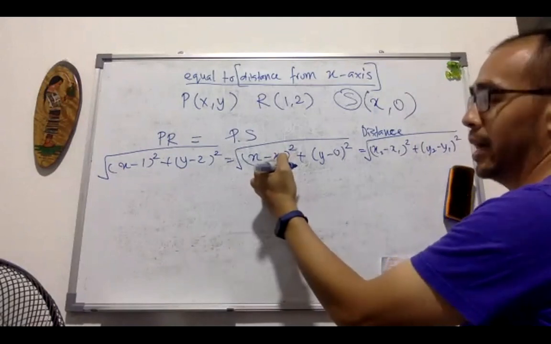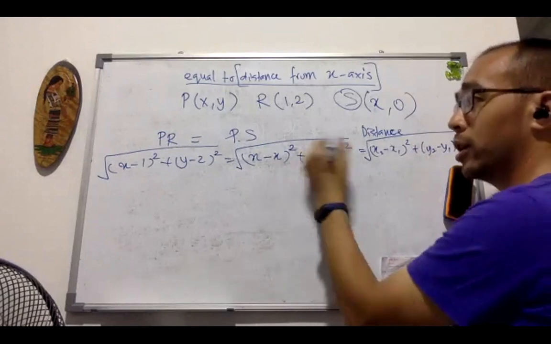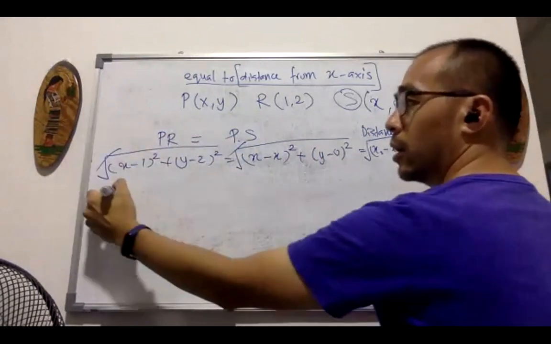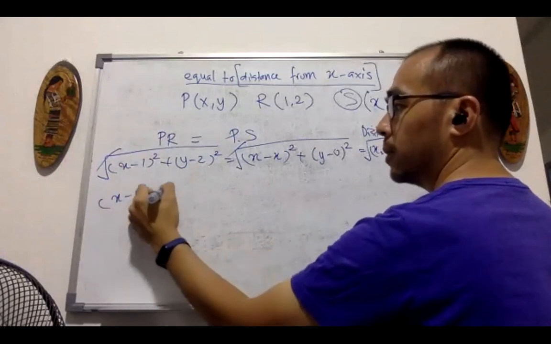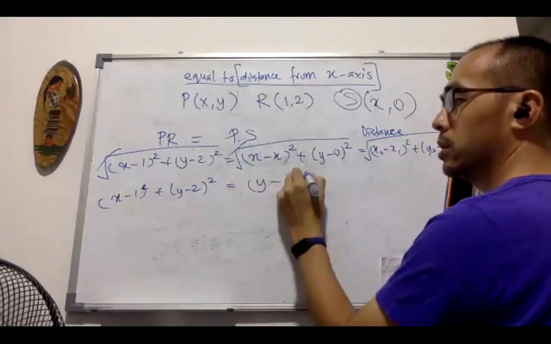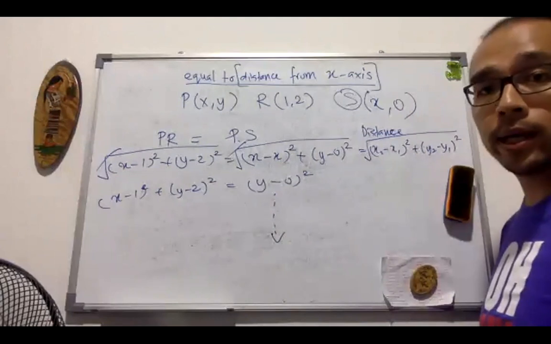So since x and x can cancel each other out because x minus x is 0, you're left with this. I can cancel the two square roots out. Okay, so I'll get (x minus 1) squared plus (y minus 2) squared equals (y minus 0) squared. And then I will carry on all the way.